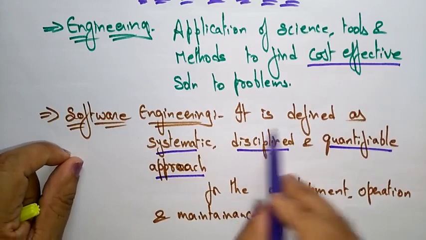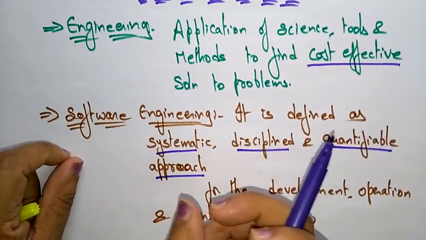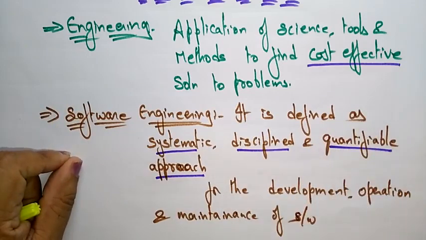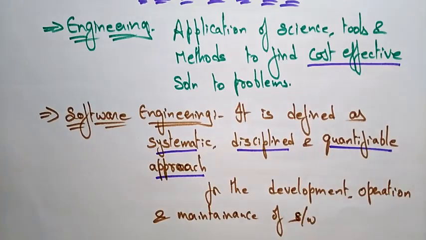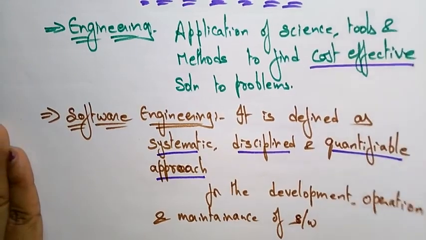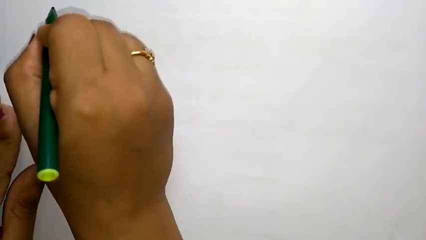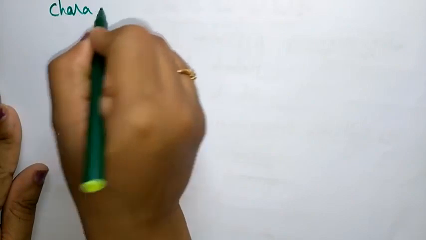Software engineering is defined as a systematic, disciplined and quantifiable approach for the development, operation and maintenance of software. Whatever software you are going to develop, if you follow the systematic approach, that method you call software engineering. I hope you understand the definition of software engineering. Now let us see the characteristics of software.